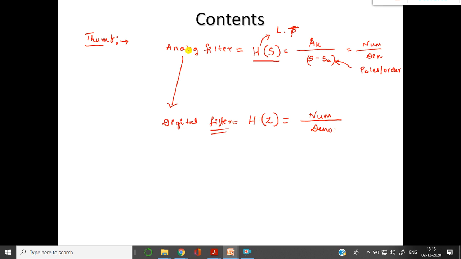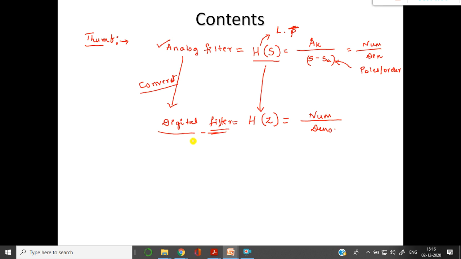The point is very simple. You already designed the H of S. Now what you need to learn is how to convert the analog filter H(s) into H(z). If you are able to understand the procedure to be followed to convert from H(s) to H(z), that is nothing but the design of an IIR filter.